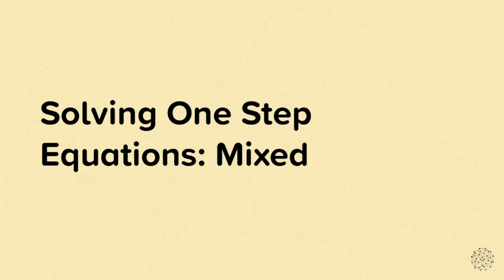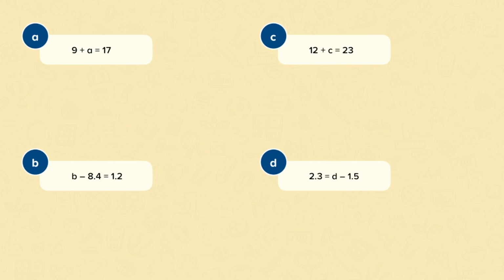Solving one-step equations, mixed. Here are 4 one-step equations to solve. I will solve the first 2, and you can have a go at the second 2, using my working out to help you. Question A. 9 plus A equals 17.